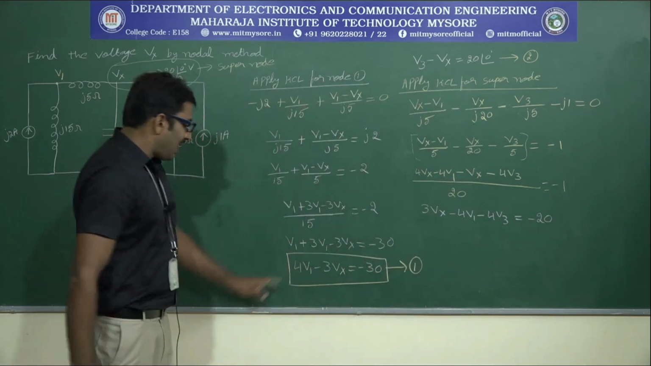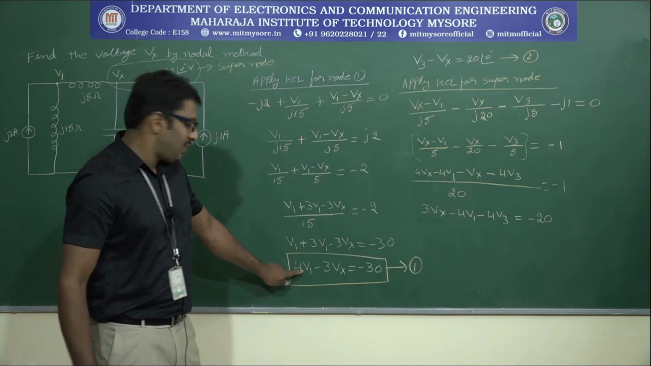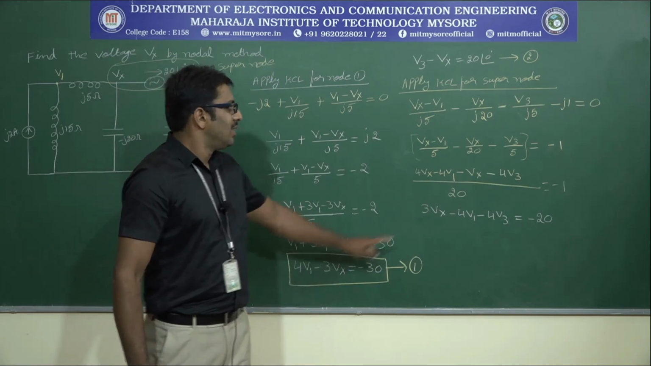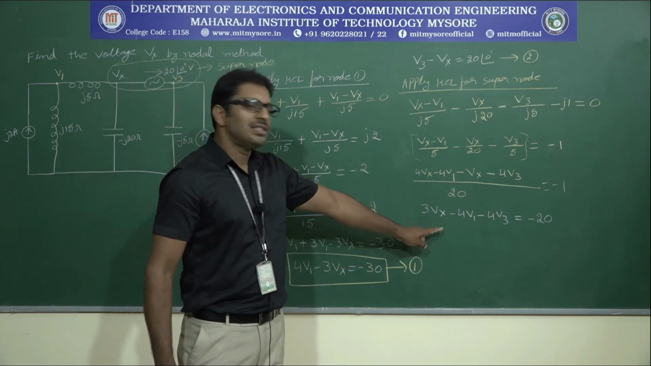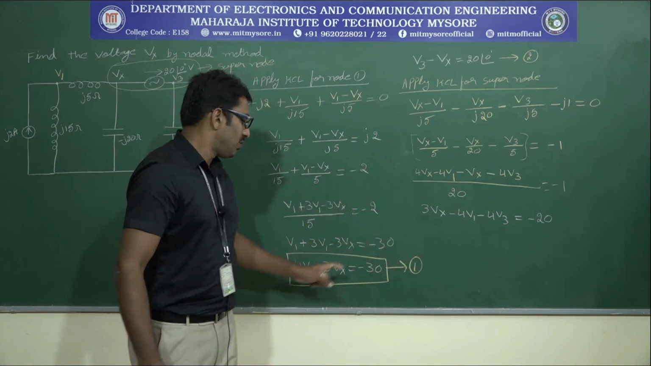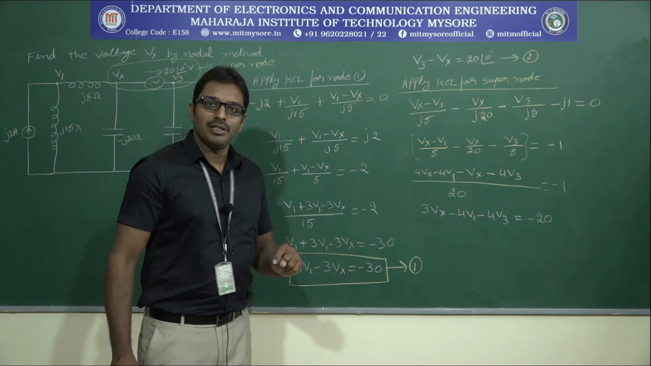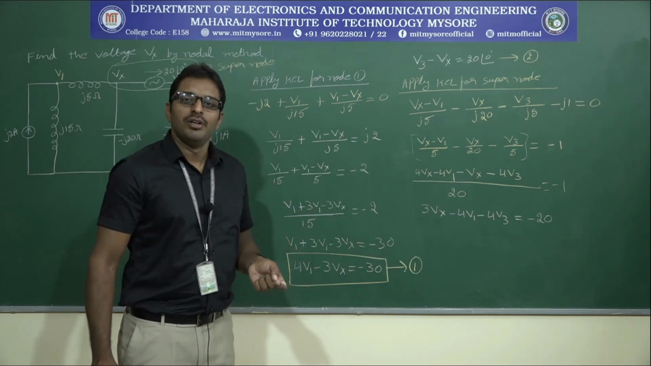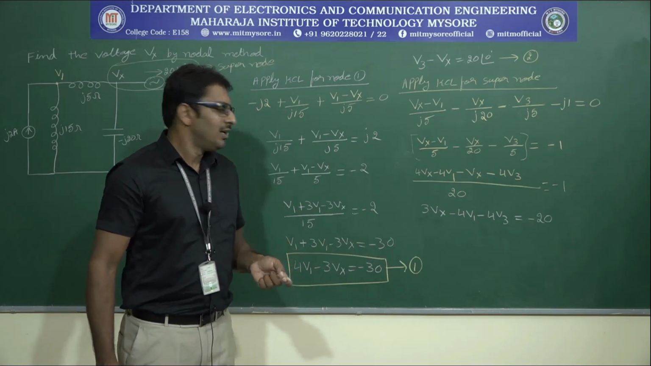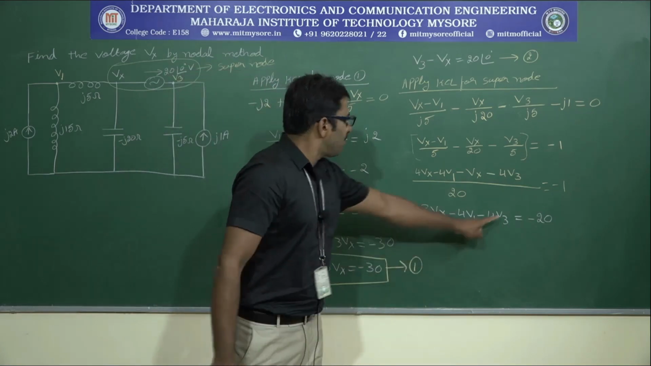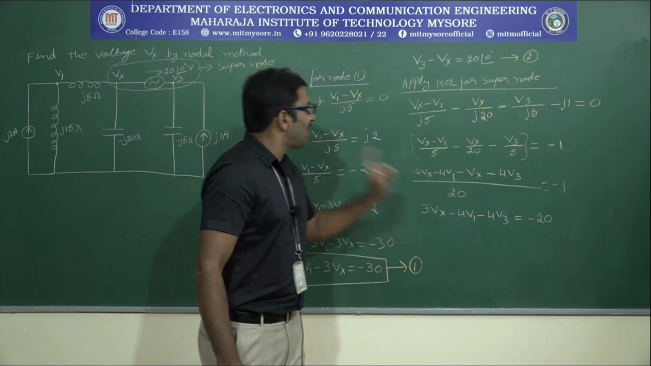Consider the last equation. How many variables are there? 2 variables, V1 and Vx. But in this problem, how many variables are there? 3 variables. So is it possible to solve 2 equations with 3 variables? No, it is very difficult to solve 2 equations with 3 variables. That's why try to express V3 in terms of V1 or Vx.